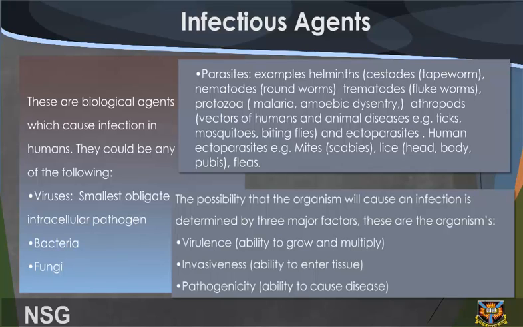The possibility that the organism will cause an infection is determined by three major factors. These are the organism's virulence, ability to grow and multiply; invasiveness, ability to enter tissue; and pathogenicity, ability to cause disease.